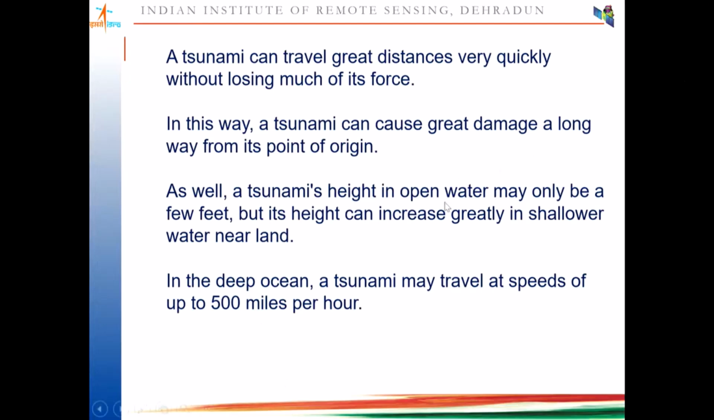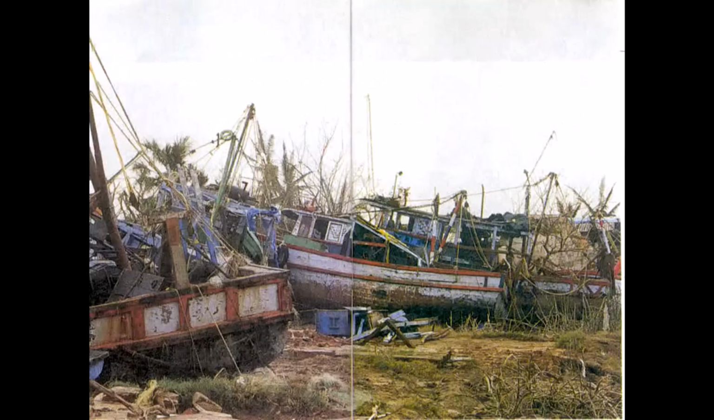So a tsunami height in open water may be a few feet, but as it approaches the shallow coastal water, its height will be huge. In the deep ocean, a tsunami may travel at a speed of 500 miles per hour. So this is the impact of, you can call it tsunami, or you can call it storm surge.